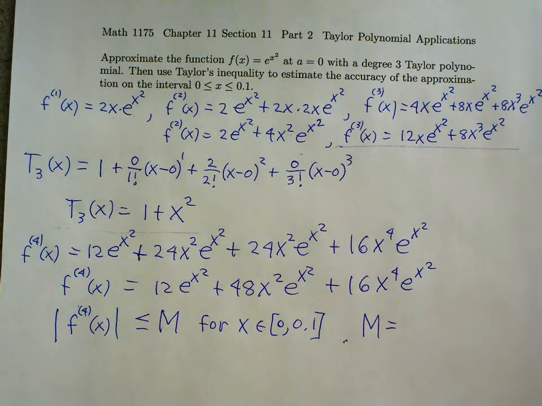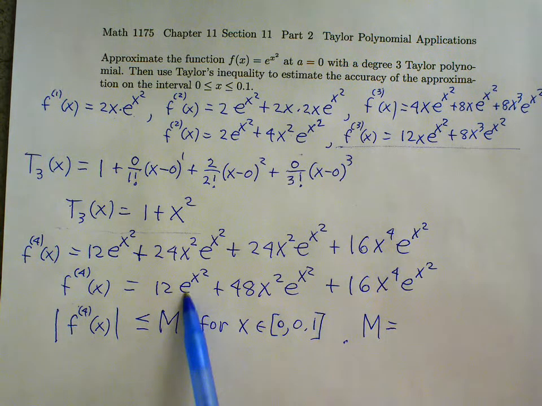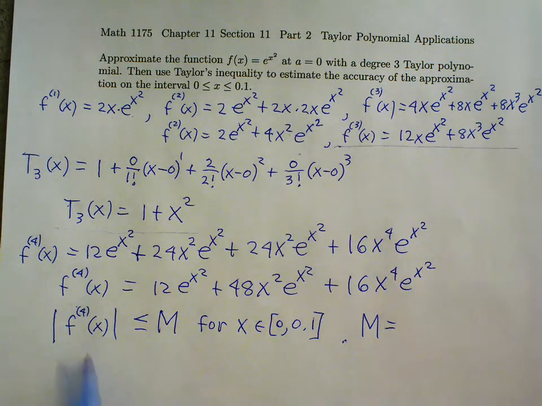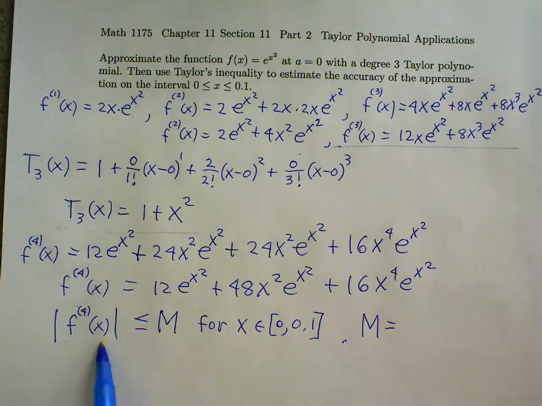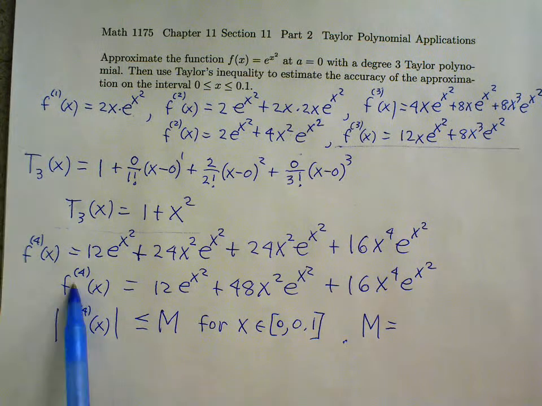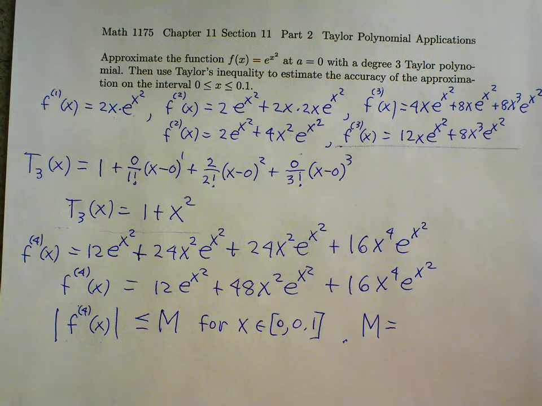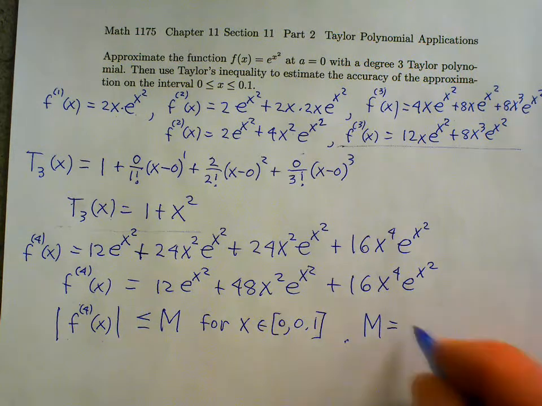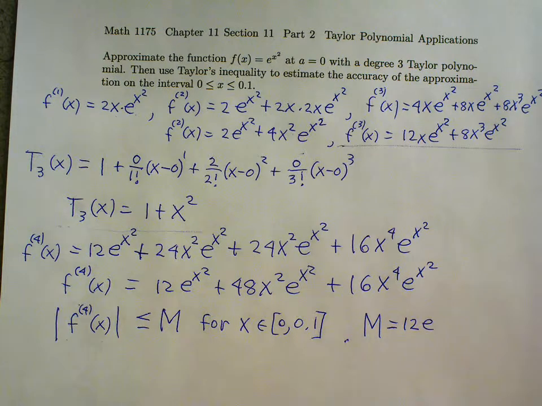At 0.1, yeah. Yeah, e to the x squared is an increasing function. And so at the endpoint 0.1, the fourth derivative will be a maximum. The fourth derivative is positive, so the absolute values aren't really necessary. So if we replace every x with 0.1, we get 12 times e to the 0.1 squared, which is 0.01.